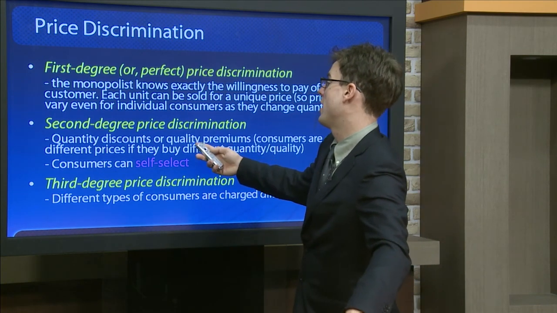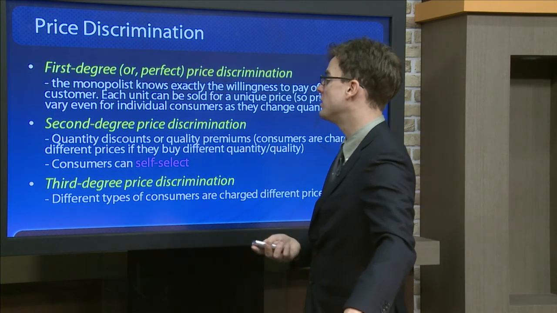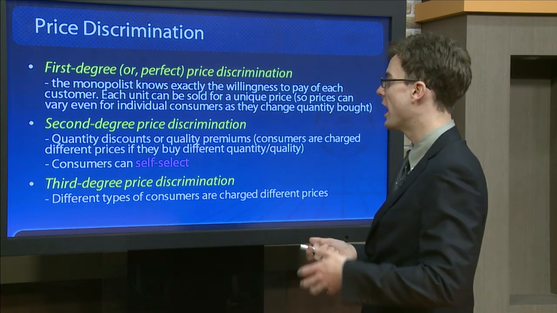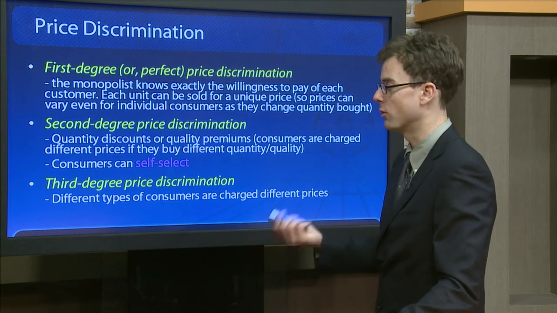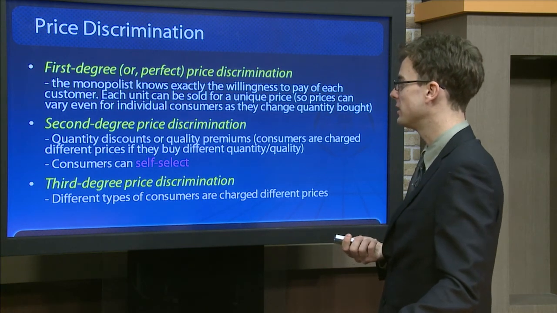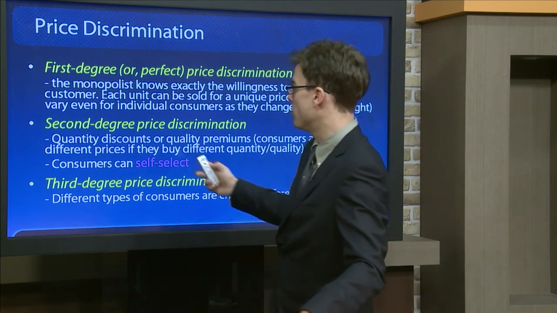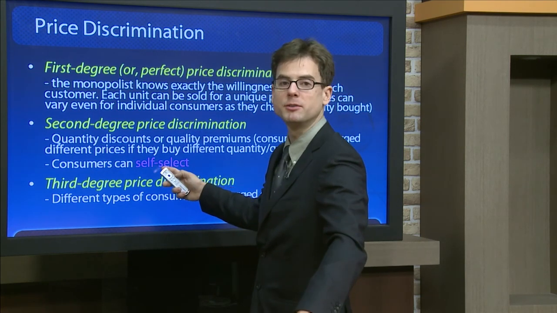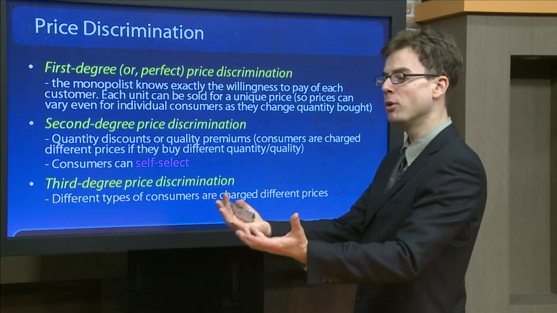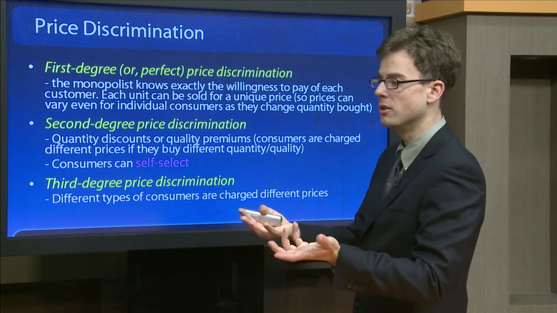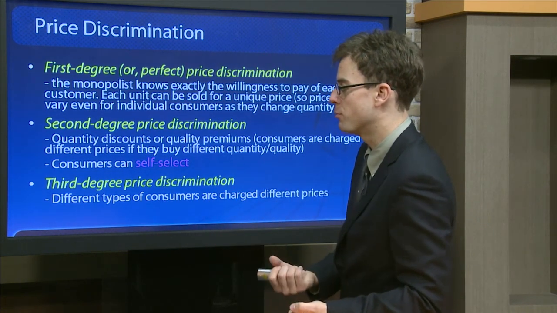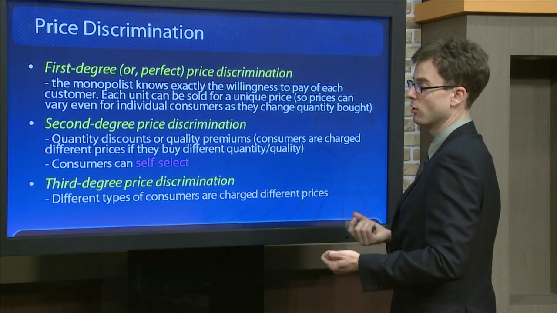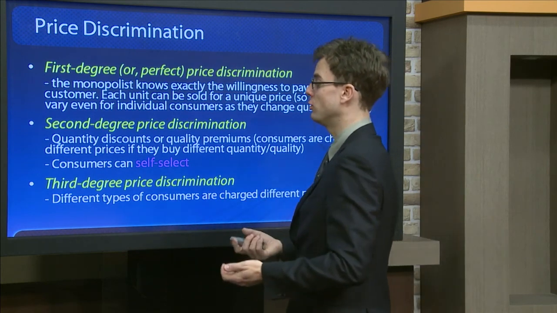Or consumers choose how much quality they want from their product. They can choose higher quality products for higher prices or lower quality products for lower prices. So the important property about second degree price discrimination is that consumers self-select. There are these bundles available. The provider doesn't force consumers to select any particular bundle. It lets consumers choose.